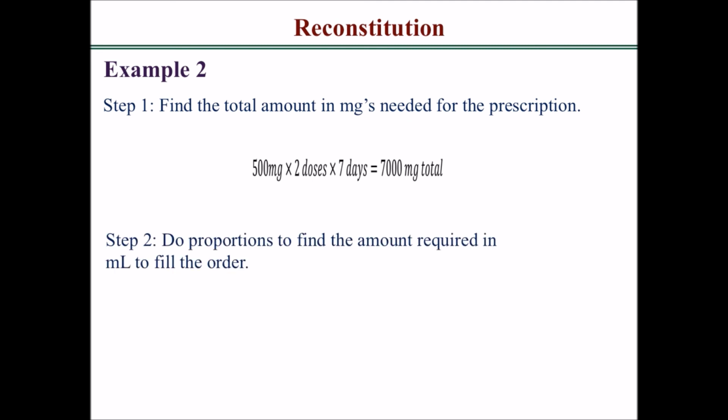Then you want to do proportions to find the amount required in milliliters to fill the order. So 400 milligrams is in 5 ml. You want to find out how many ml would have 7,000 milligrams, and that would be 87.5 milliliters.